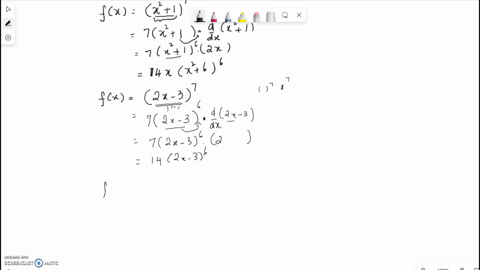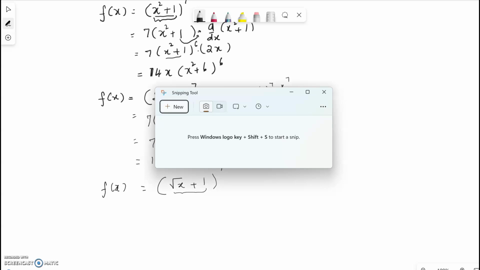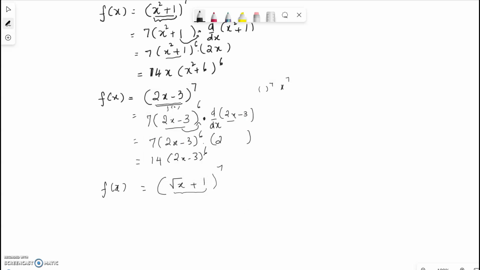Now let's look at another example. f of x equals radical x plus 1, to the 7th power. So again, remind yourself it looks like x to the 7th. However, it is not. It's a function of x to the 7th power. So therefore, we use the chain rule. And just be reminded here, this is the derivative. We start with the function and then we differentiate.